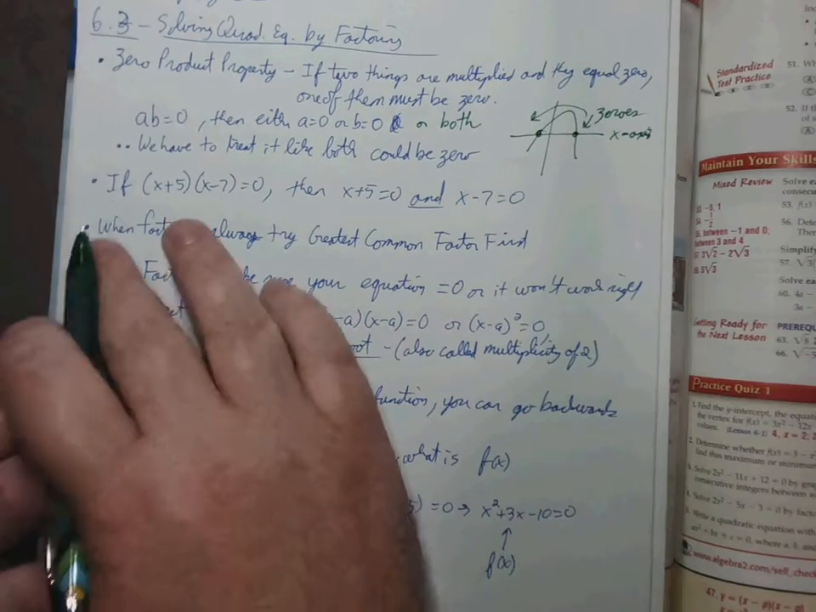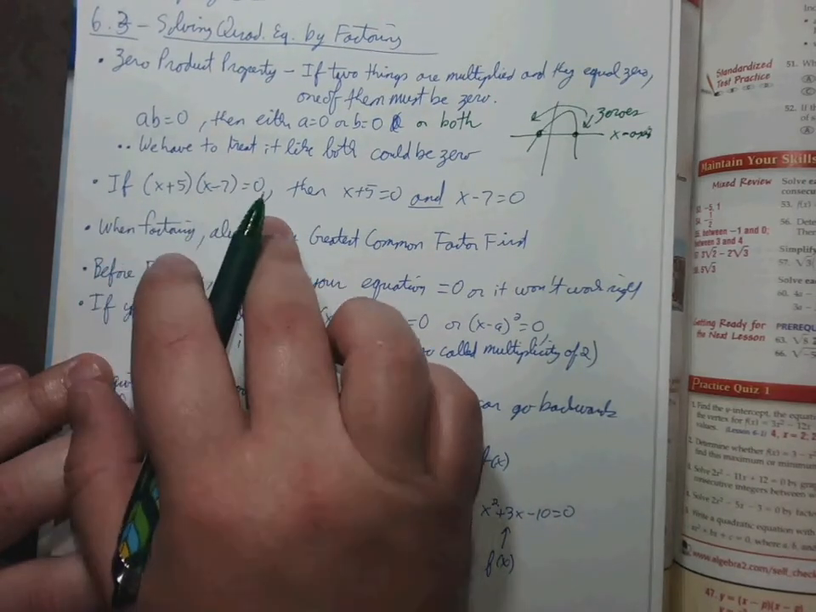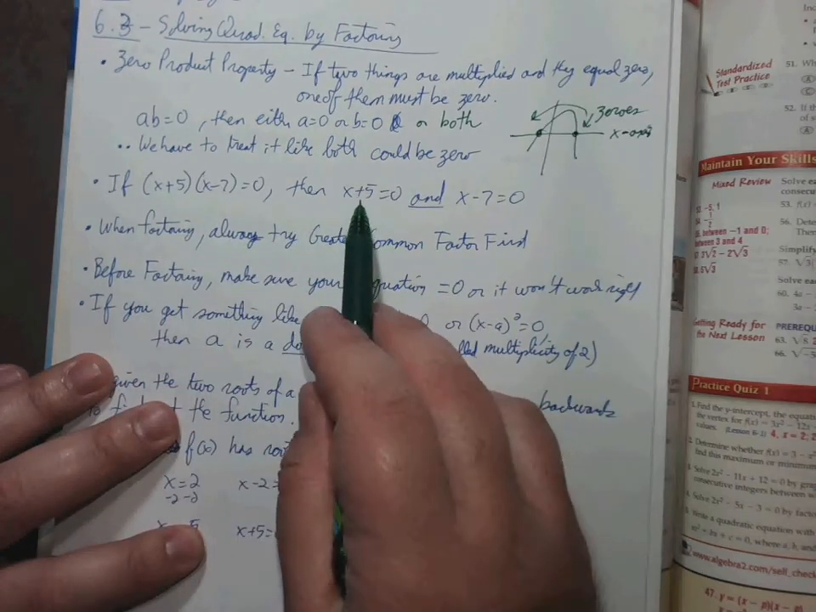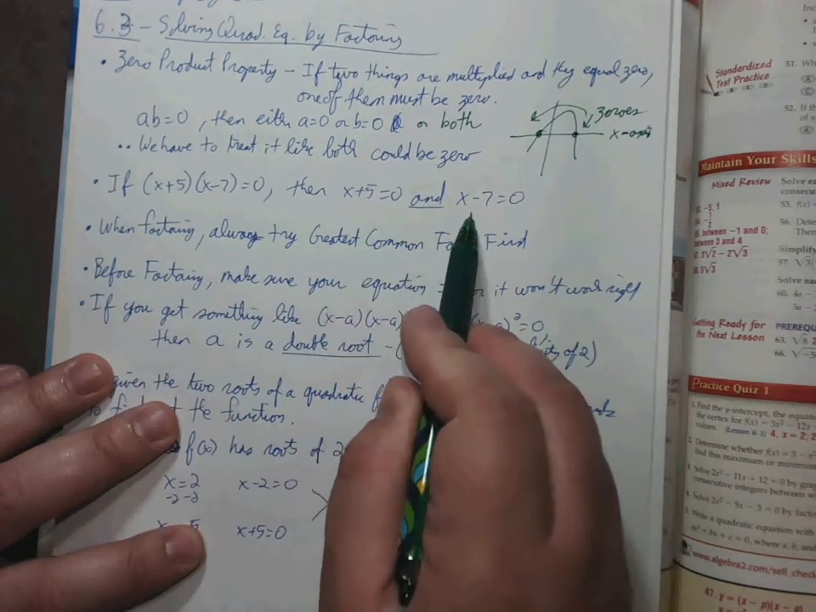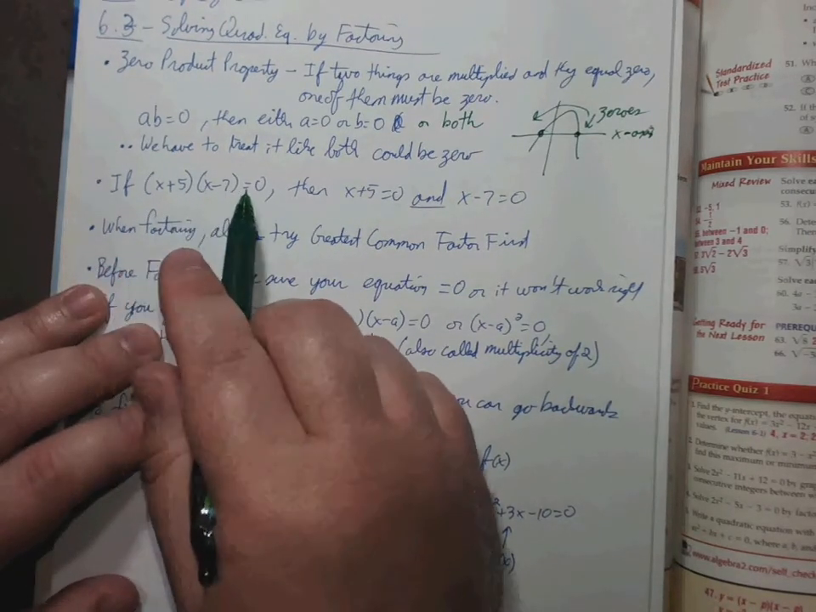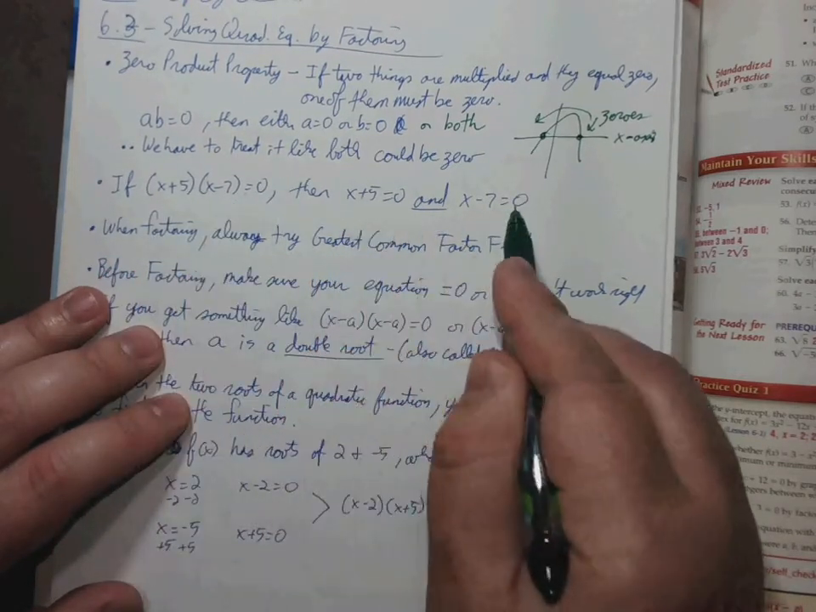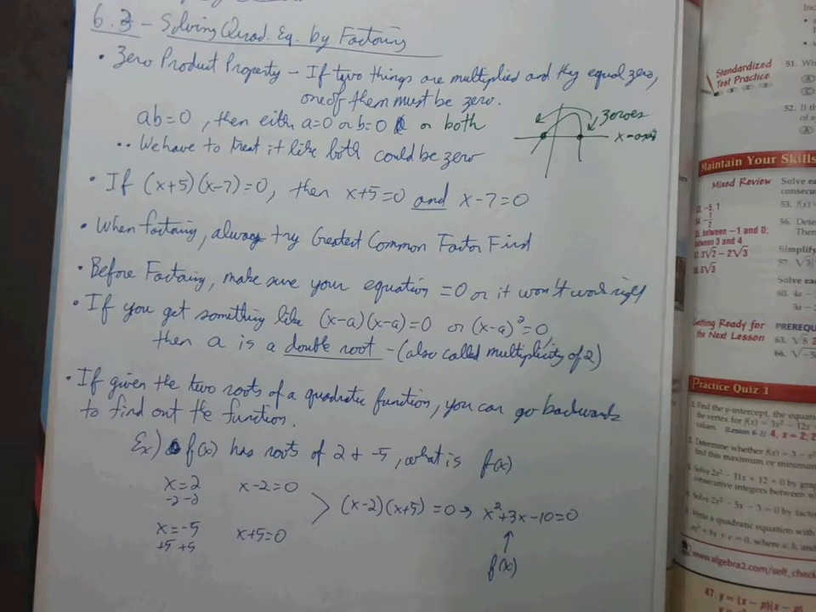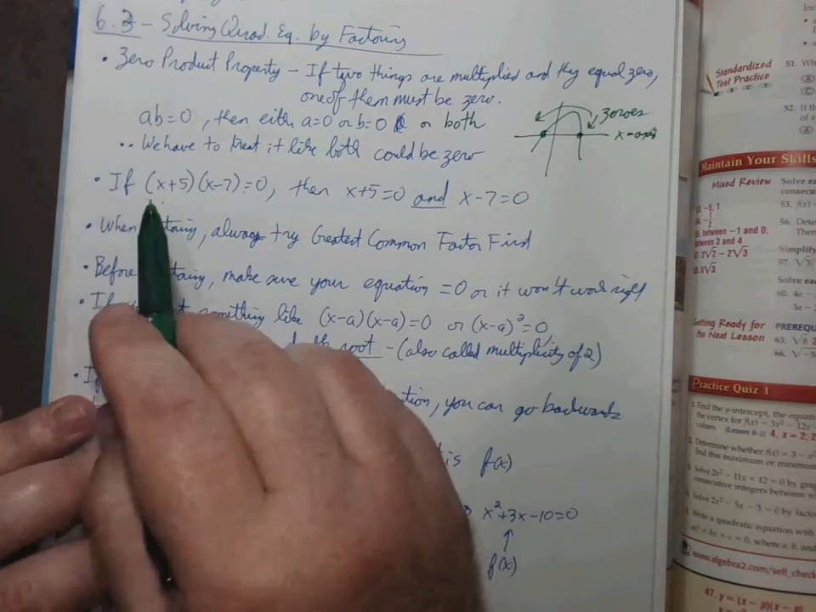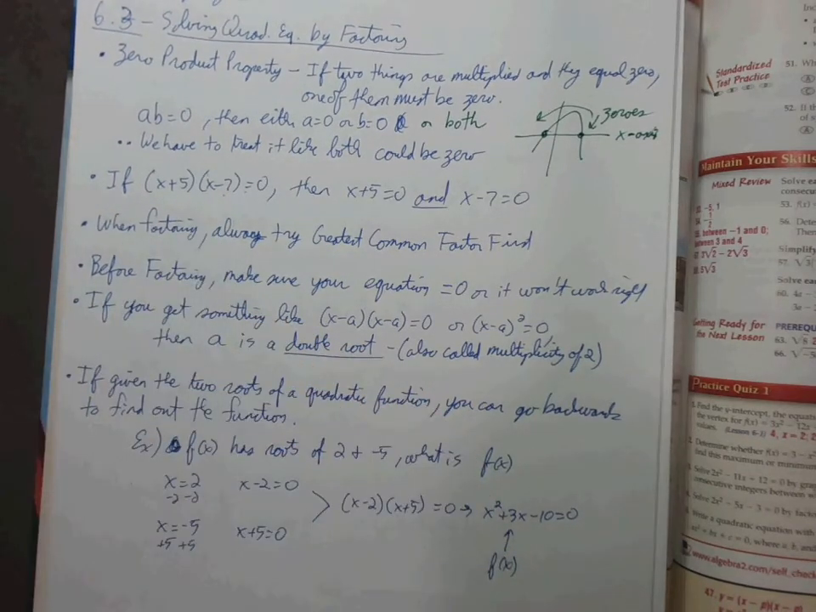Alright. So for instance, if x plus 5 times x minus 7 equals 0, then x plus 5 equals 0 and x minus 7 equals 0. We have to treat both as possibly being 0. So anytime you have things multiplied together and it equals 0, you can set each factor equal to 0 separately. Alright, that's how we're going to solve these, by factoring. We're not going to see them like this usually. They're going to have to be factored first.